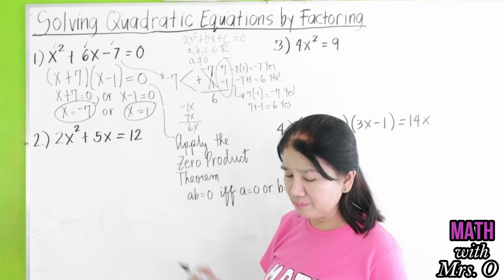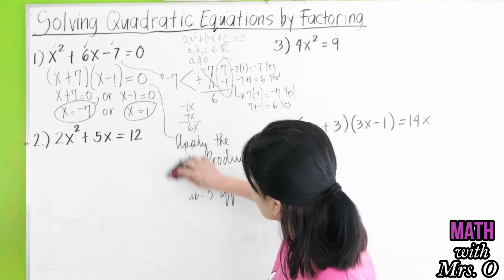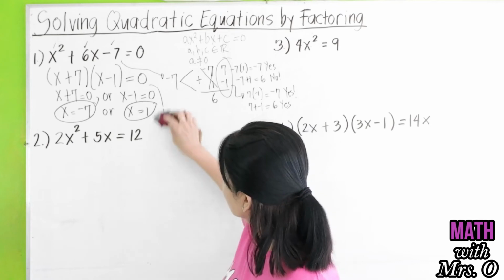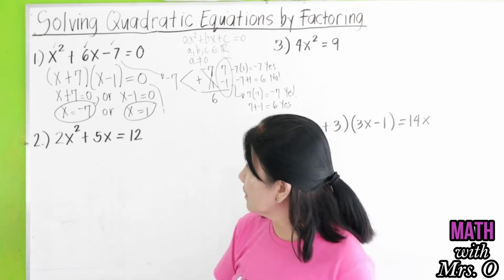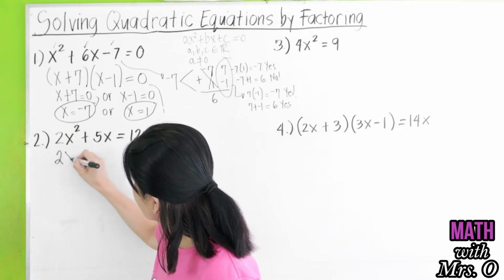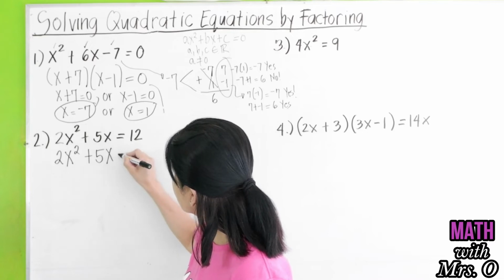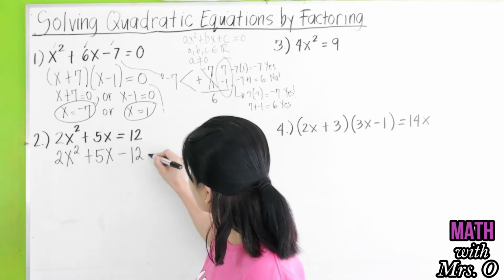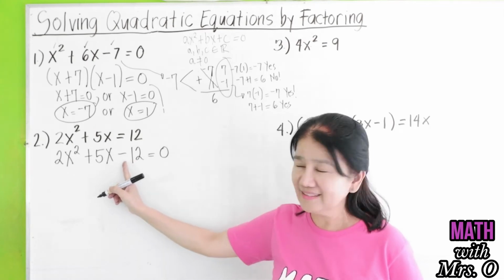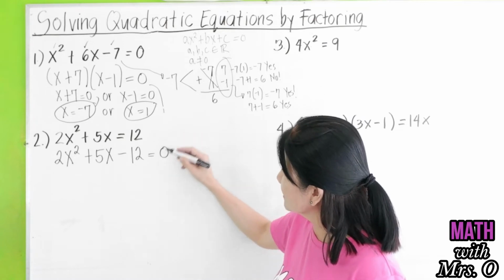Now let's proceed to number 2. I need this space, so let me erase this now. In problem number 2, we can transpose 12 to the other side, thus having a minus 12 here. And then we use the AC test.